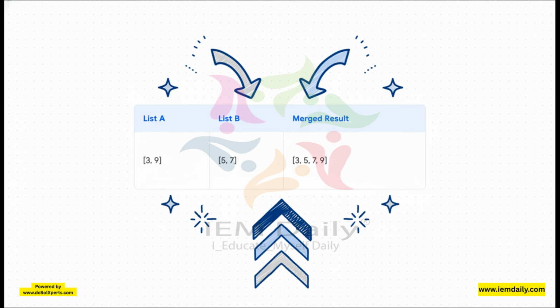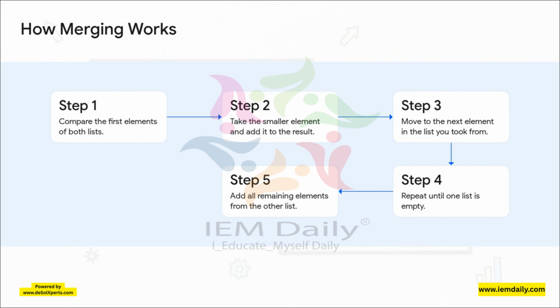Look how it just perfectly weaves together 3, 9, and 5, 7. This little operation is the real workhorse here. So how does it actually do that? Well, it's just a simple comparison game.